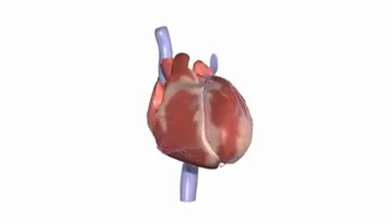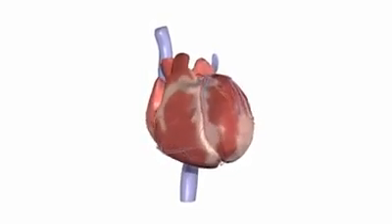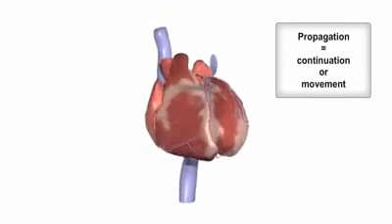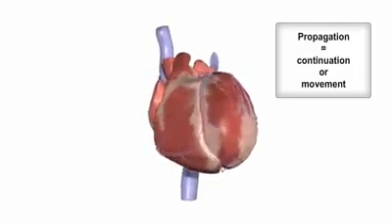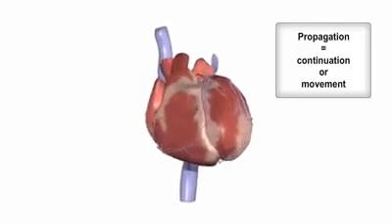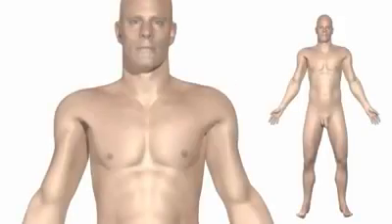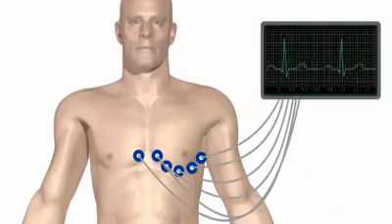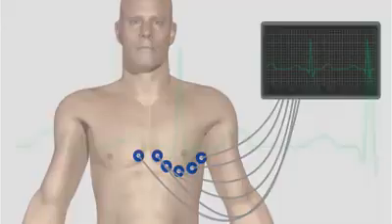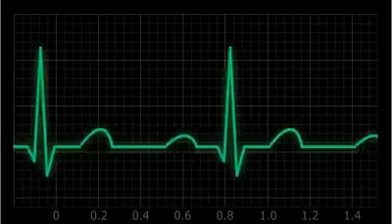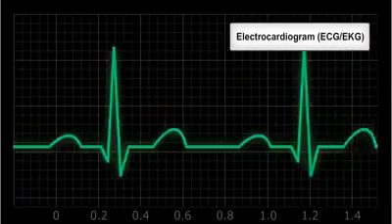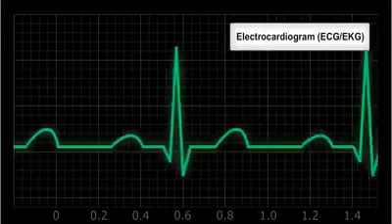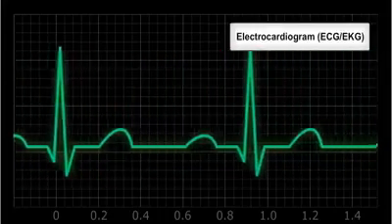The heart's conduction system controls the generation and propagation of electrical signals, or action potentials, that cause the heart's muscles to contract and the heart to pump blood. This electrical activity can be measured at electrodes placed at specific points on the skin, from which a composite recording is produced in the form of a graph. This recording is known as an electrocardiogram, or ECG, sometimes referred to as an EKG.